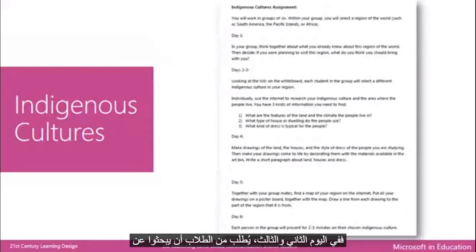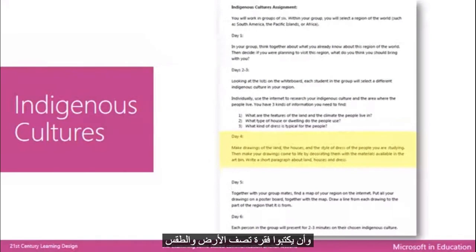As on day 2 and 3, the students are asked to research the Indigenous culture they have selected. Then on day 4, they are asked to draw a picture and write a paragraph which describes the land, climate, houses, and dress of that native people.